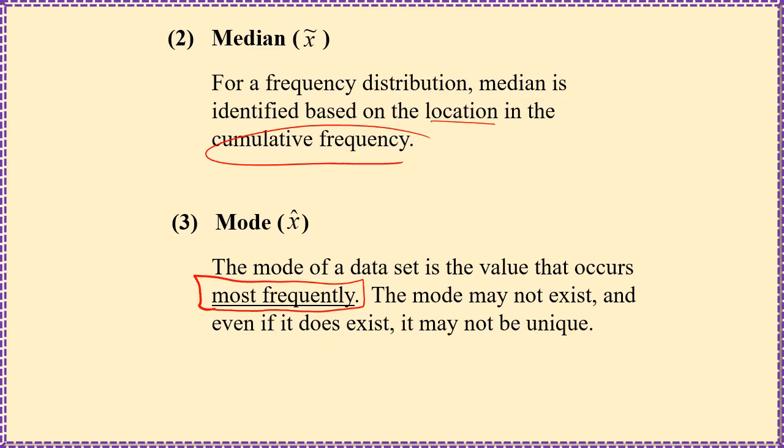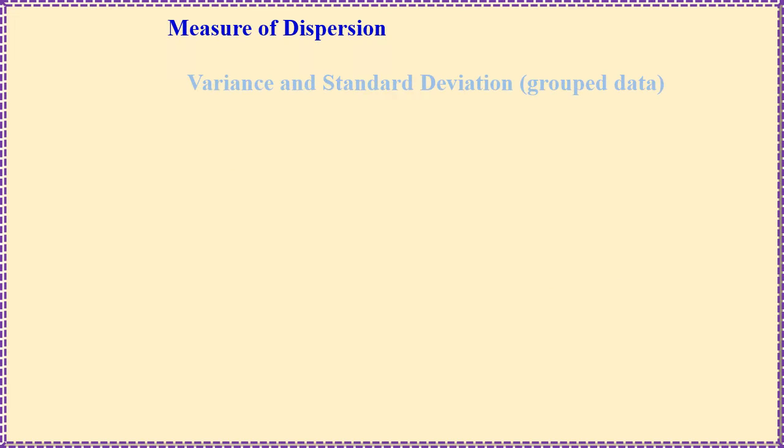So how do we find the mode? We just have to look at the frequency of the data. So the most frequent will be the mode. Okay, so let's see the measure of dispersion.